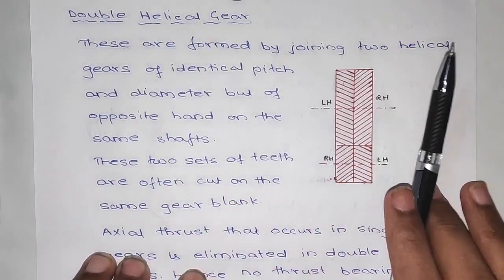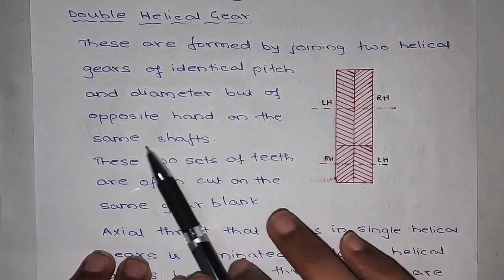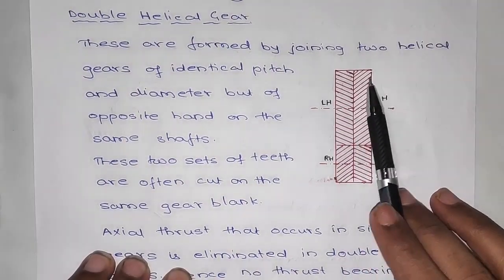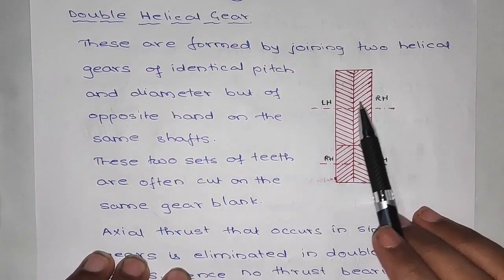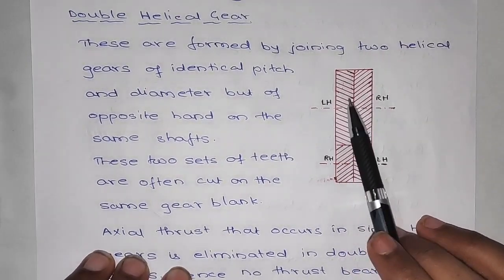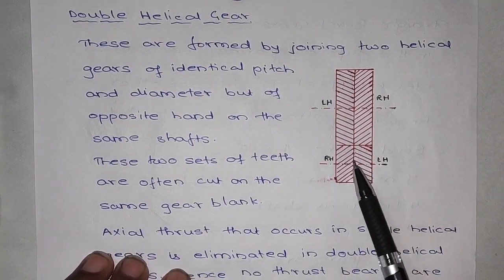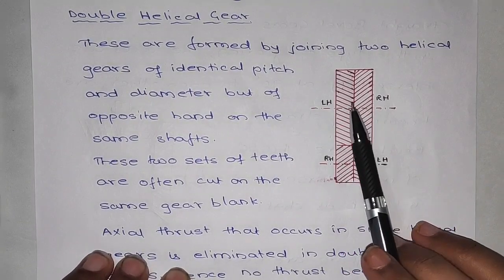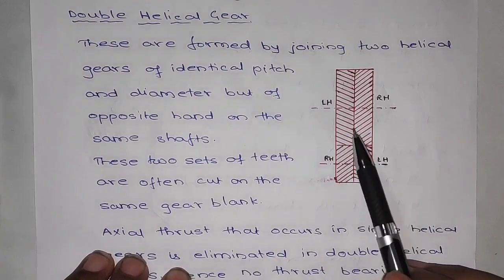So here these are formed by joining two helical gears of identical pitch and diameter but of opposite hand on the same shaft. So now if you take the shaft of this gear, there are two helical gears having opposite hand. So if this makes the right hand inclination, the teeth of this wheel make the left hand inclination, and thus together they are combined to form a single gear wheel. Also the same is done on the pinion. What happens with this is the axial thrust gets nullified on the gear as well as on the pinion due to this opposite hand on the same shaft.